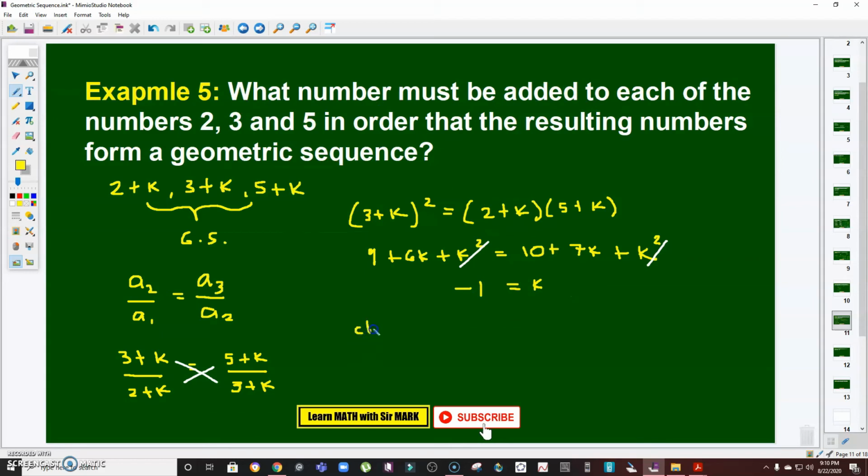Now, let's check. 2 minus 1 is 1. 3 minus 1 is 2. 5 minus 1 is 4. The question is, is that geometric? Yes. So, meaning to say, the common ratio is 2. Multiply this by 2, that's 2. Multiply this by 2, the answer is 4. Okay? So, that's it. Again, the value of k here is negative 1.